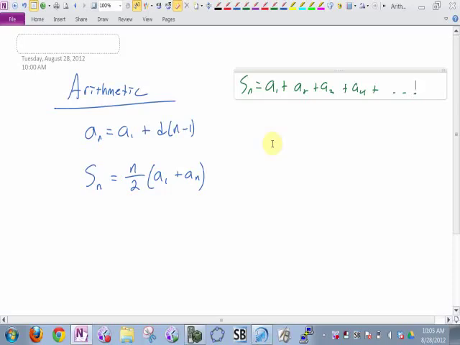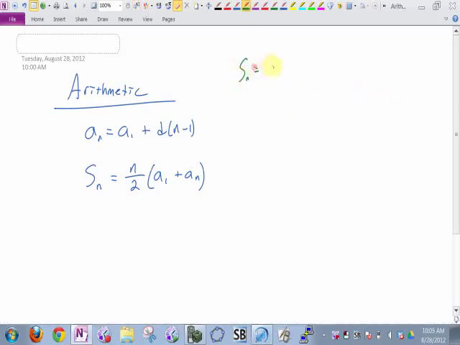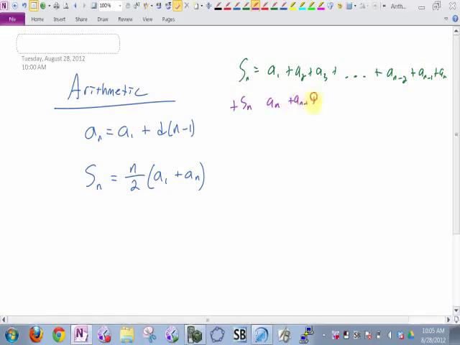So here's what I want to do. Here's our proof. We're going to use that as inspiration. We have a1 plus a2 plus a3 plus, and so on, up to a sub n minus 2, a sub n minus 1, a sub n. Does that sound good? And I'm going to add that to itself. I'm going to add an S sub n to this, except I'm going to add it backwards.